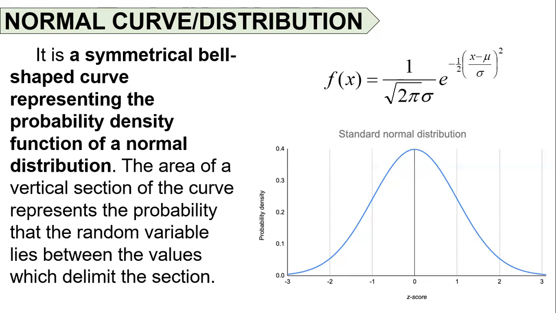It is a symmetrical bell-shaped curve representing the probability density function of a normal distribution. The area of a vertical section of the curve represents the probability that the random variable lies between the values which delimit the section.